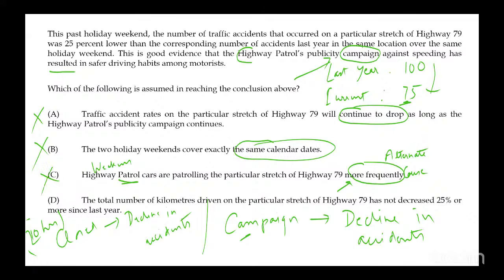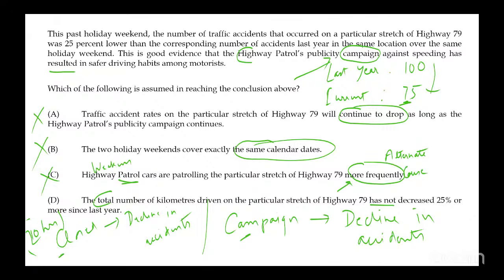Look at D. The total number of kilometers driven on a particular stretch has not decreased 25% or more since last year. The total number of kilometers has not decreased. And this is what we were sort of hinting at. Maybe let's say the road was closed for most of the weekend, and there was no major car movement on the highway, and therefore there was a decline in accidents. Then I can't say it is because of the campaign. It's just that fewer cars were plying on the highway, right? If that's the case, the author's argument gets weakened.